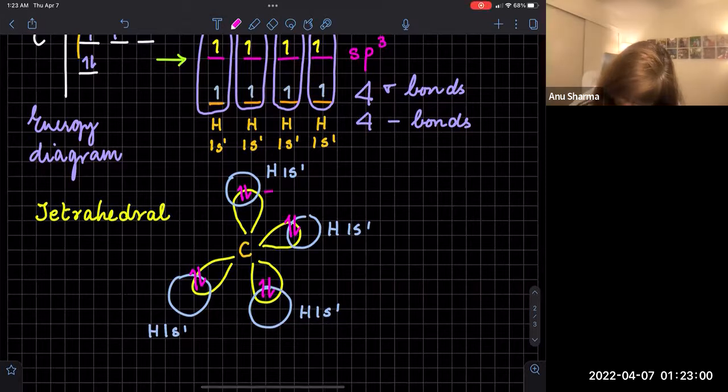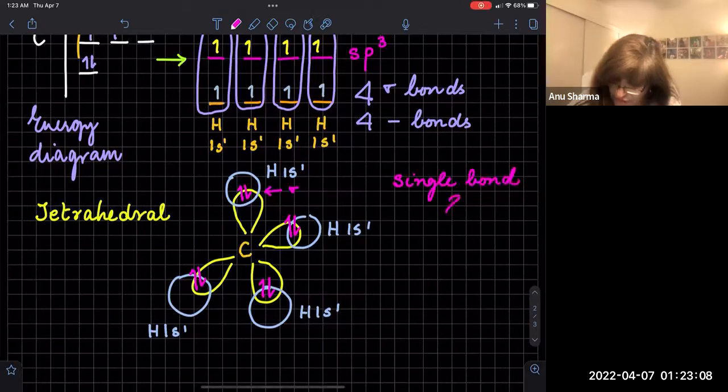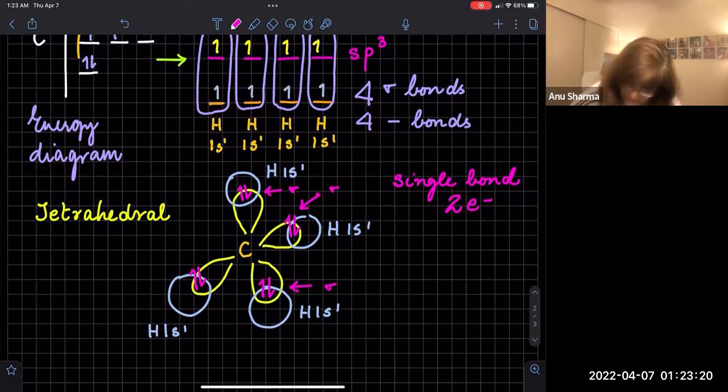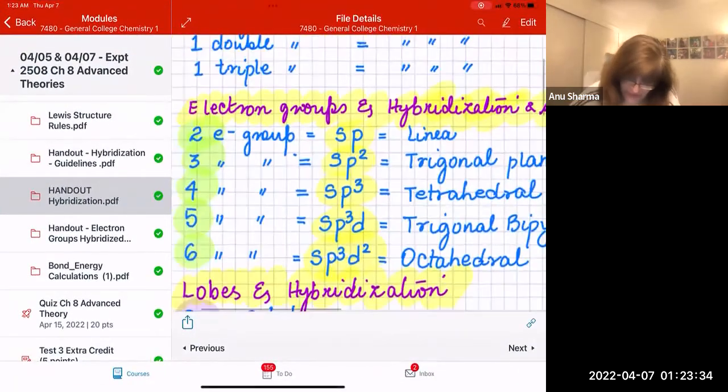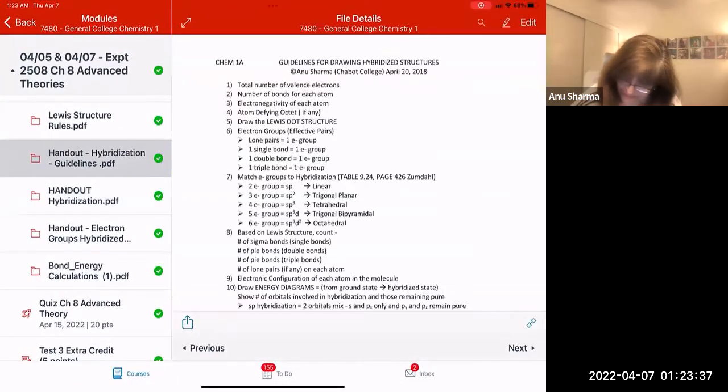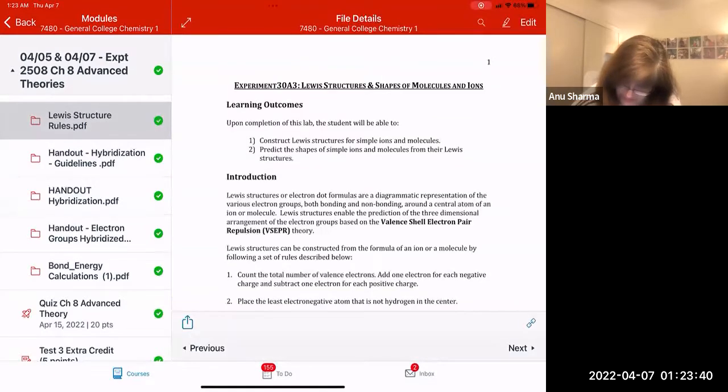So these are the 2 electrons. Remember that a single bond involves the use of 2 electrons. Okay, so that's 1 sigma bond here. This is 1 sigma bond. This one is 1 sigma bond, and this one is 1 sigma bond. Okay, so the 4 sigma bonds are shown in this way. Okay, now tetrahedral geometry is also, now besides this, the shape is tetrahedral. We also covered, one second, where is that?